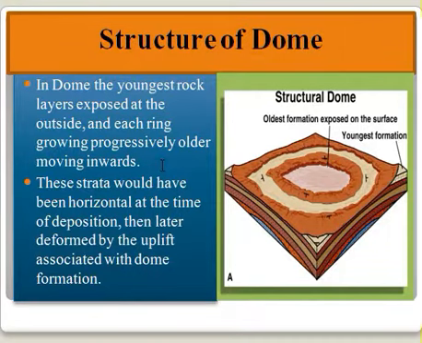Structure of a dome. In domes, the youngest rock layers are exposed at the outside, and the oldest rock is exposed in the center part. These strata would have been horizontal at the time of deposition, and then later, through the upliftment process, this dome structure is formed. So this is the whole process by which a dome is formed.